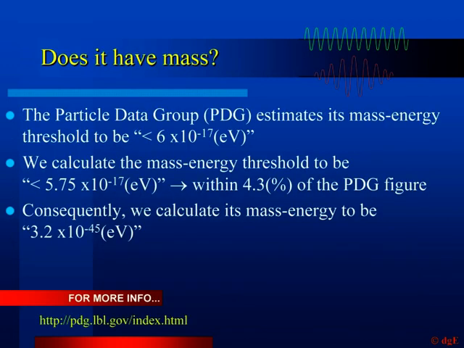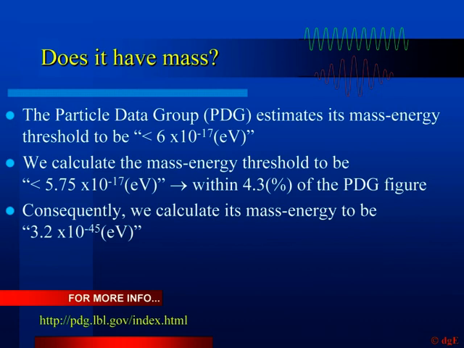Does it have mass? Depending upon whom one talks to, it does. The Particle Data Group estimates its mass energy threshold to be less than 6 by 10 to the minus 17 electron volts, based upon experimental observation and interpretation of the data. We calculate the mass energy threshold to be less than 5.75 by 10 to the minus 17 electron volts, that's within 4.3% of the Particle Data Group figure.